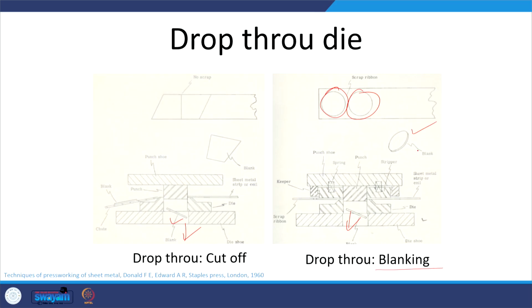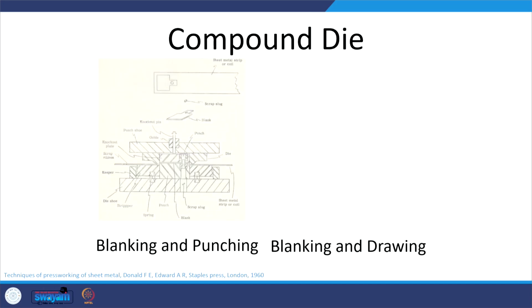So, the blank here is of this shape and blank here. So, these are having the edges non-parallel, and that is why it produces the scrap. But if we do the stock layouting properly, then the scrap percentage can be minimized. So, these are the compound dies.